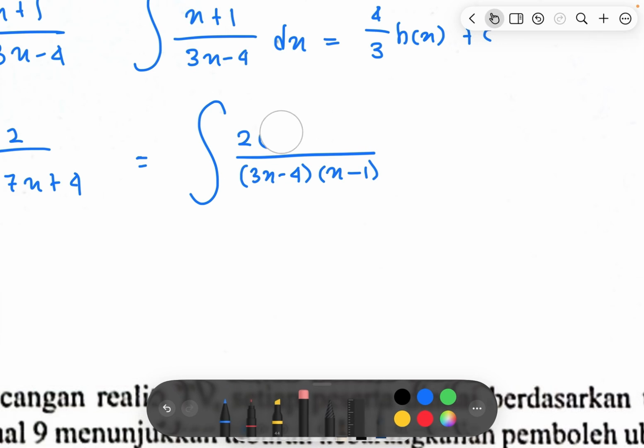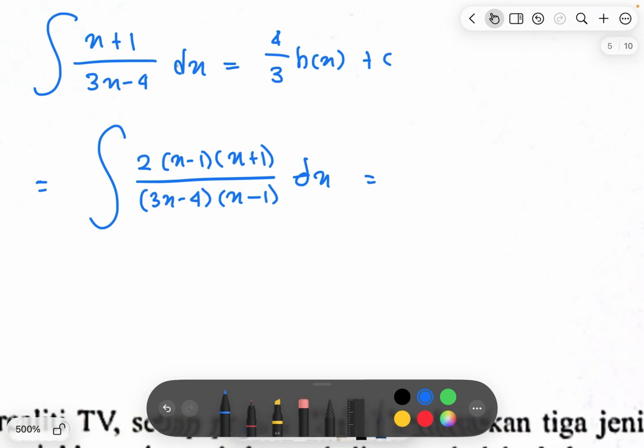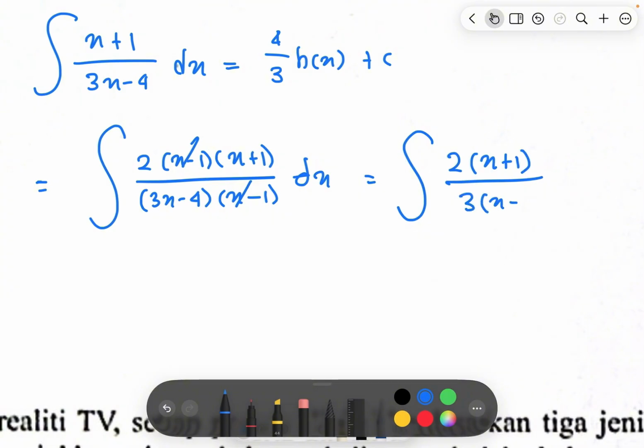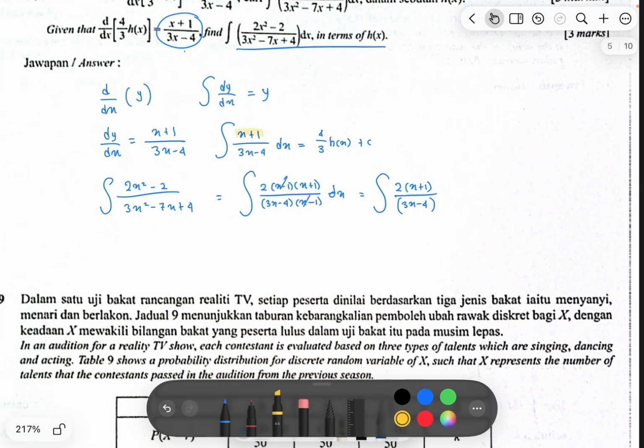Okay, I'm just going to erase this part. I'm going to simplify. So you get x minus 1 and you get x plus 1. So now you can already cut it. You can already cancel. And then you get this. Then you get 2 bracket x plus 1 over 3x minus 4, which is equal to this. So I'm just going to bring out 2. And then I get x plus 1 over 3x minus 4.